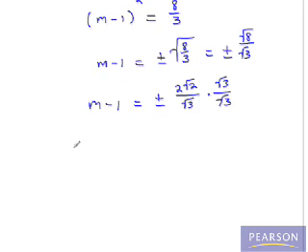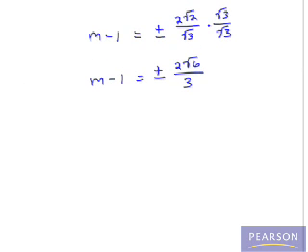So simplifying, we have m minus 1 equals plus or minus 2 root 2 times root 3, which is 2 root 6, and in the denominator, root 3 times root 3 is 3. So currently we have m minus 1 equals plus or minus 2 root 6 over 3. We'll go ahead and add 1 to both sides. So we have m equals 1 plus or minus 2 root 6 over 3.